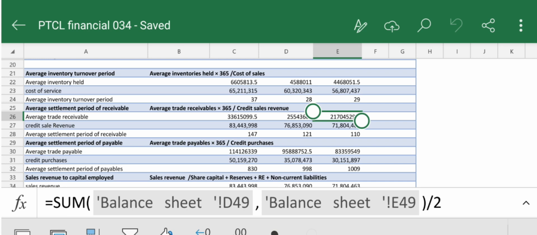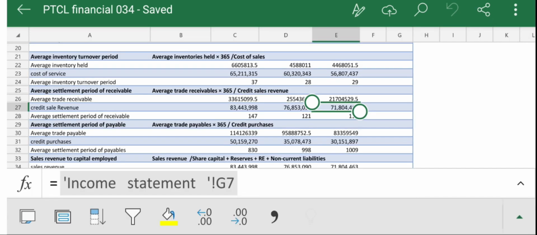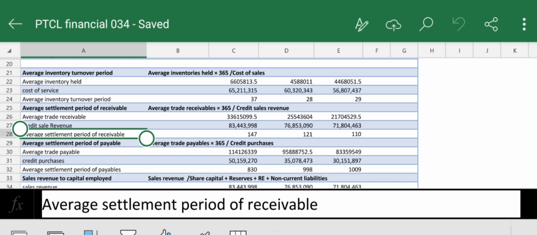Similarly, in 2021, the average is of 2020 and 2021. In 2022, the average is of 2021 and 2022. Then we need the credit sale revenue. It comes from the income statement. Put these in the formula and get the time period: in 2020 it is 110, in 2021 it is 121, and in 2022 it is 147.